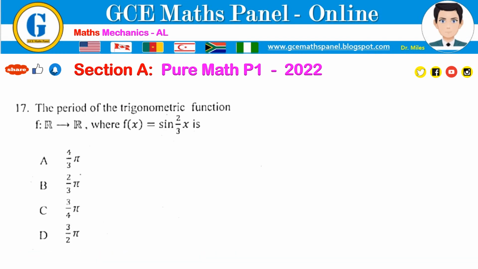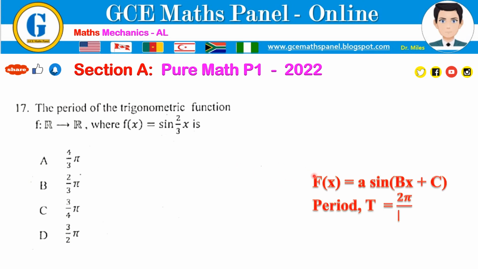17. The period of the trigonometric function f is such that R is mapped onto R, where f of x equals sine 2 on 3x is. So the first comment is that with this question, normally there's an error with the setting. I'm going to talk about it after answering it. Whenever we have a trigonometric function of the form f of x equals a sine bx plus c, the period is given by T equals 2 pi on the absolute value of just this b here. We don't care about what a is or what c is. The period is 2 pi on the absolute value of b, okay? So this is it.